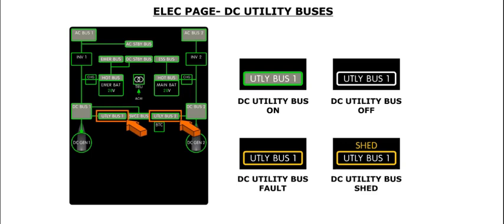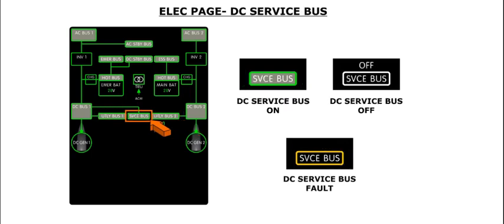An amber outline indicates a fault in the associated utility bus. The outline and label are replaced with an amber shed label when the utility bus has been shed. The DC service bus follows the same convention as a utility bus.